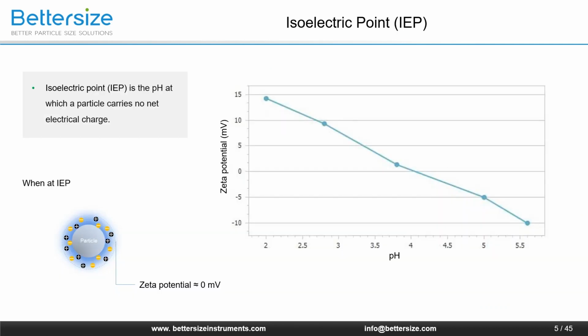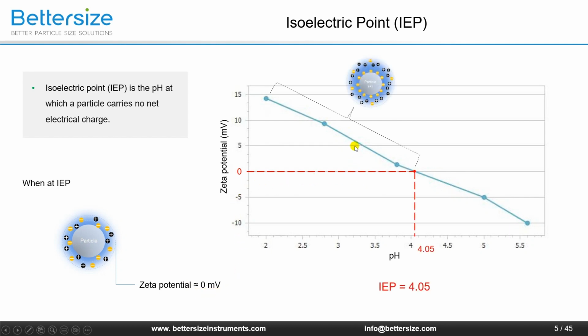The isoelectric point is the pH at which particles carry no net electrical charge and have the thinnest electric double layers. The zeta potential is close to 0 mV. When the pH is lower than the IEP, the zeta potential is positive. When the pH is higher than the IEP, the zeta potential becomes negative. And with the pH far away from the IEP, the absolute value of the zeta potential becomes greater.